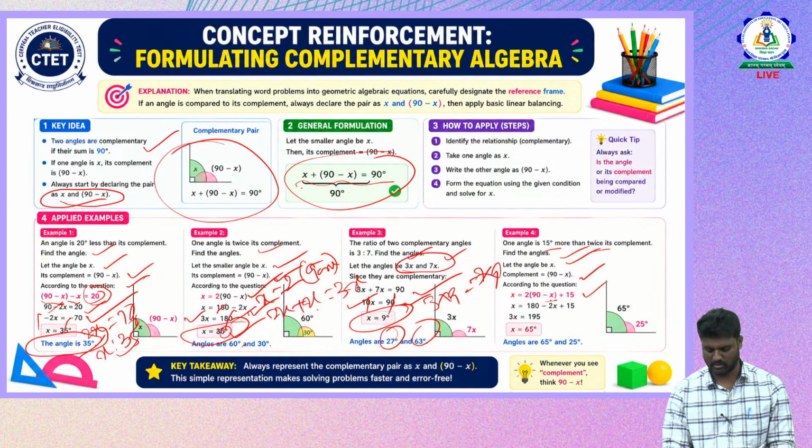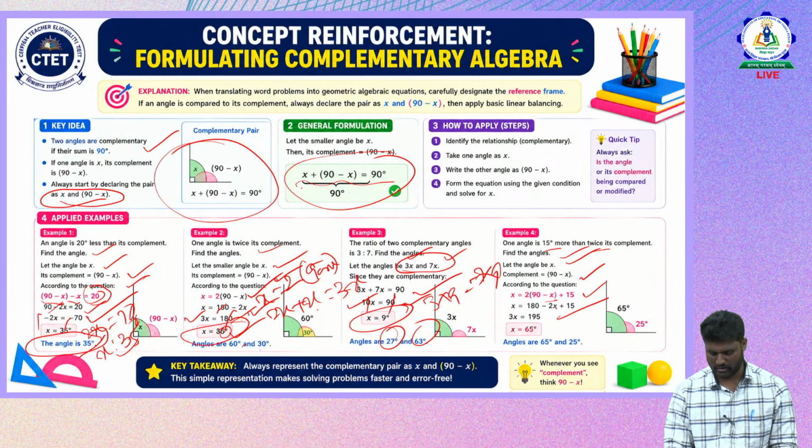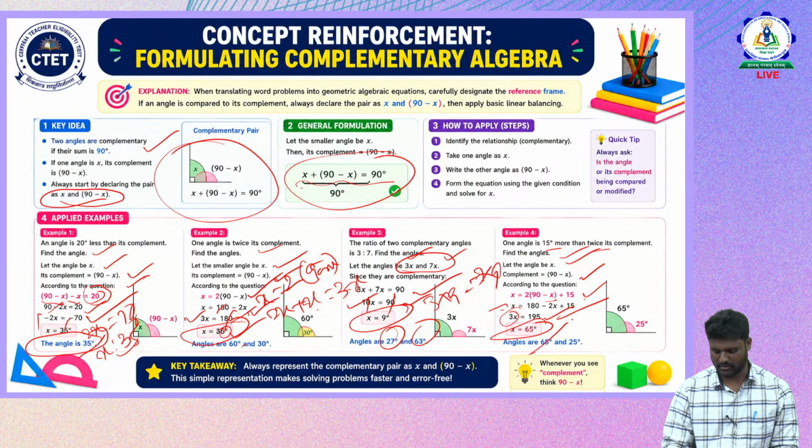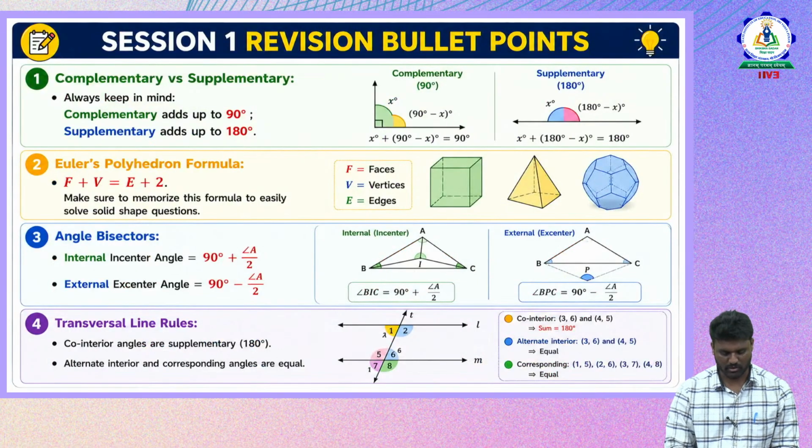So x is equal to, simplifying this, x is equal to 180 minus 2x plus 15. The minus 2x, if you bring it to the LHS side, will become plus 2x plus x, 3x. Then if you simplify, 195, the x value will become 65 here. So therefore the angles are 65 and 25 degrees.